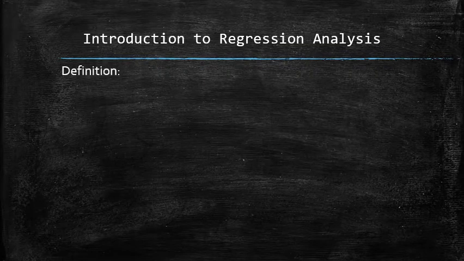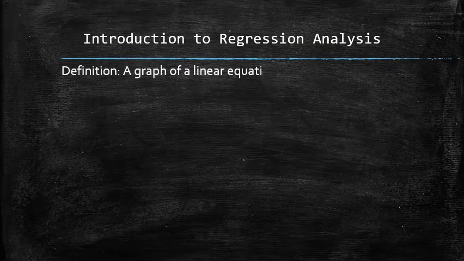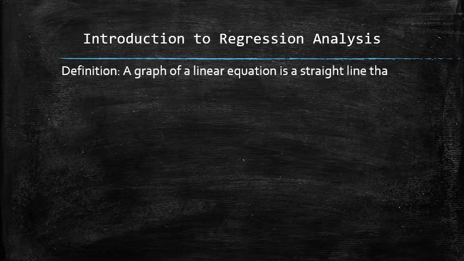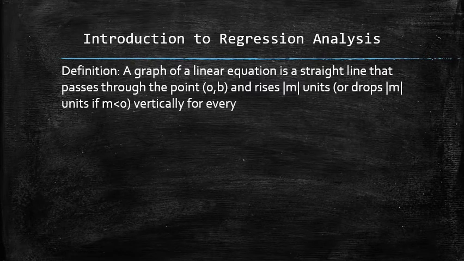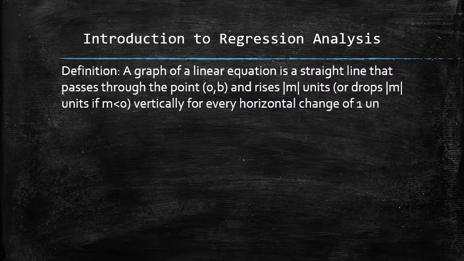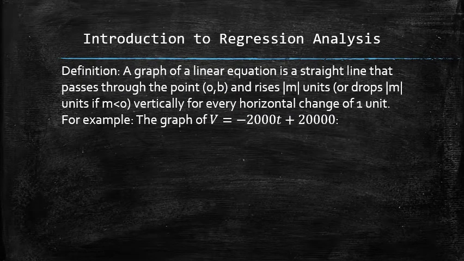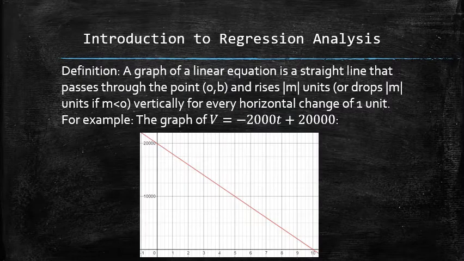We know that a graph of a linear equation is a straight line that passes through the point (0, b) and rises m units, or drops m units if m is negative, vertically for every horizontal change of 1 unit. For example, the graph of V equals negative 2000t plus 20,000 is shown below.